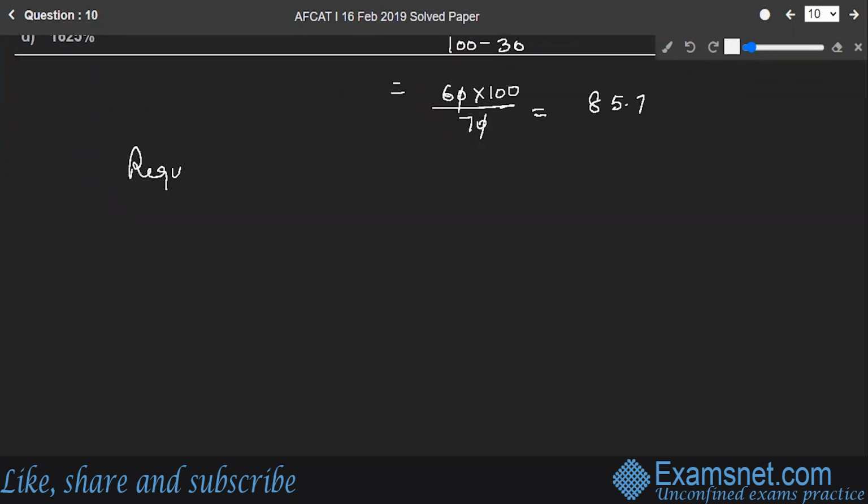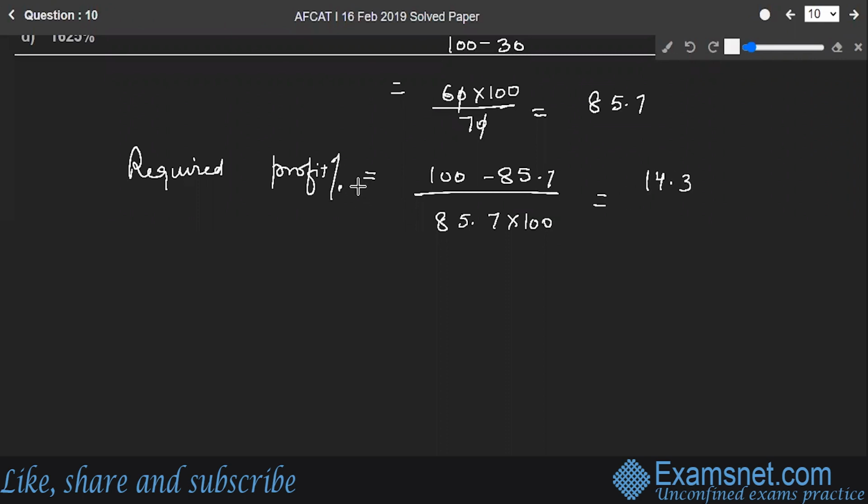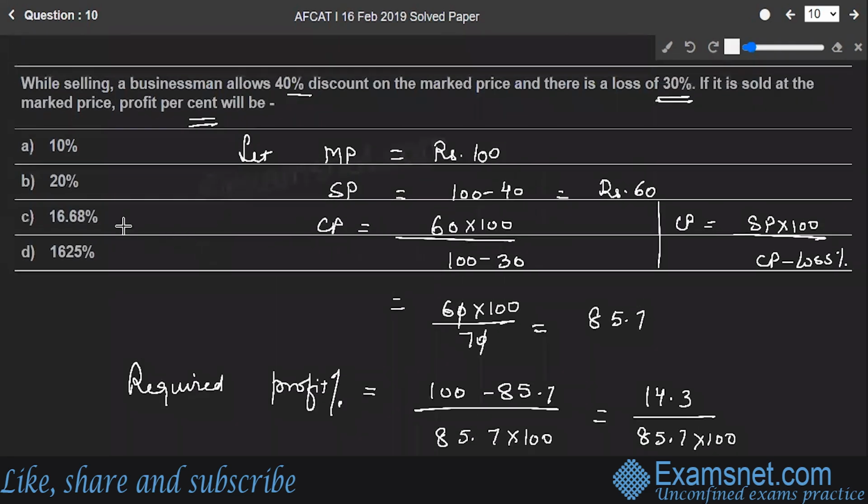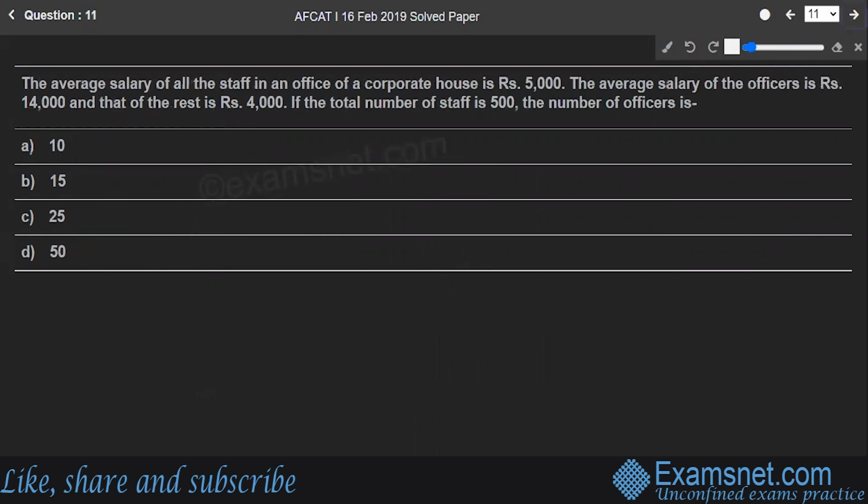So now the required profit, if it is sold at the marked price, the profit percentage will be: required profit is equal to 100 minus 85.7 upon 85.7 into 100, which is equal to 14.3. This is actually profit percent. 14.3 upon 85.7 into 100, that is equal to 16.68%. So this is the required answer to the problem. Let's check. We have option C as the answer. Clear? Next question number 11.